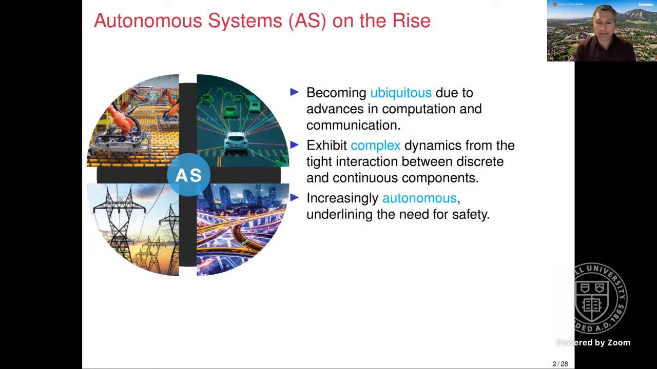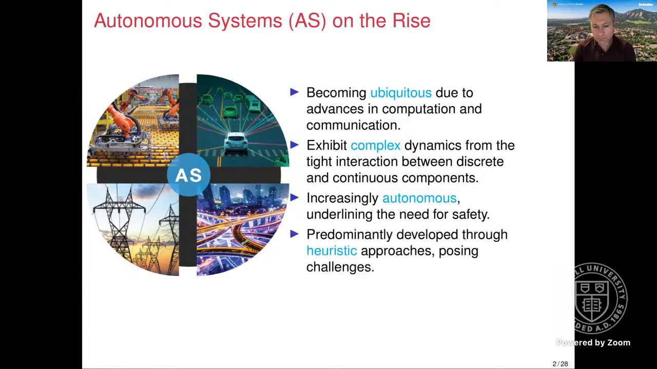On the other hand, they're also becoming more and more autonomous. Due to that, they need to go through rigorous safety verification, because many of these systems are safety critical and they're becoming autonomous. Ensuring the safety of the systems is also very important. So let's see what's happening now in practice.